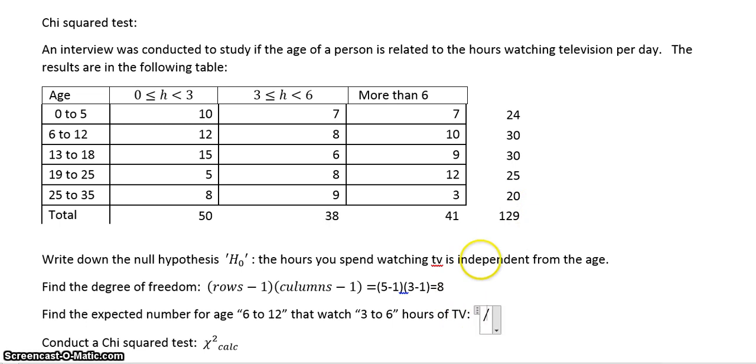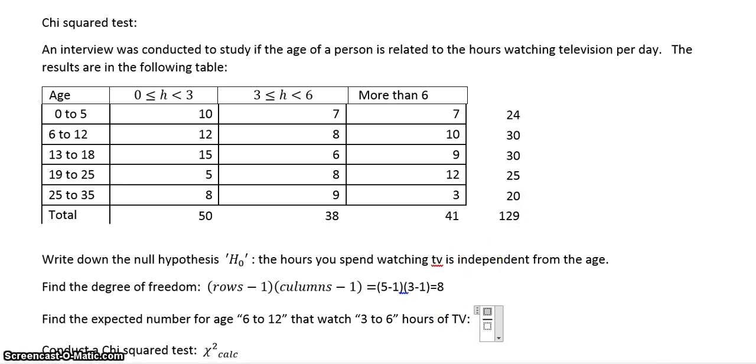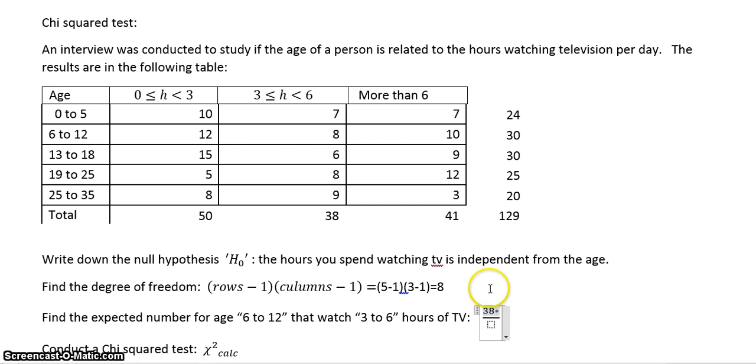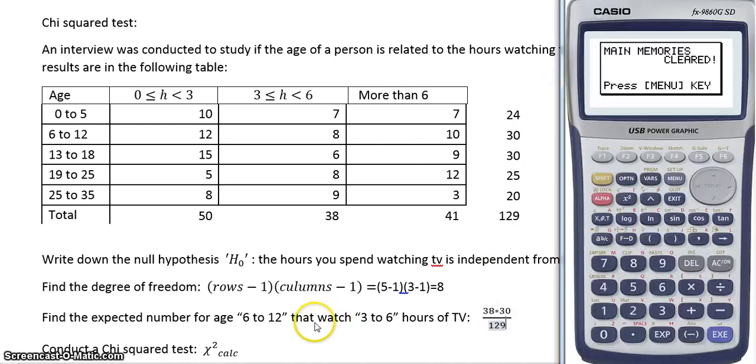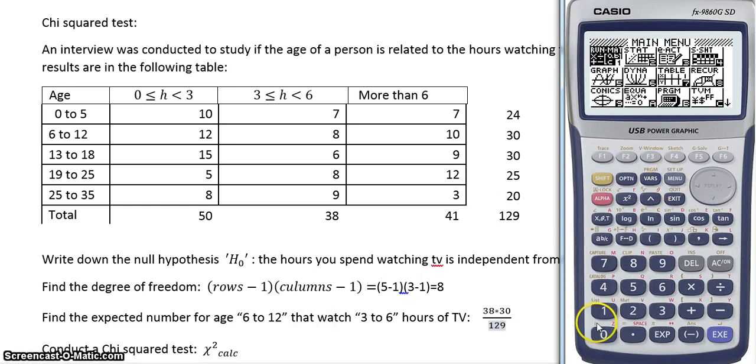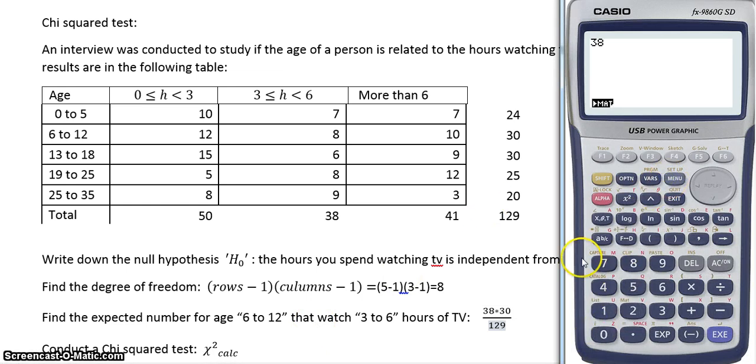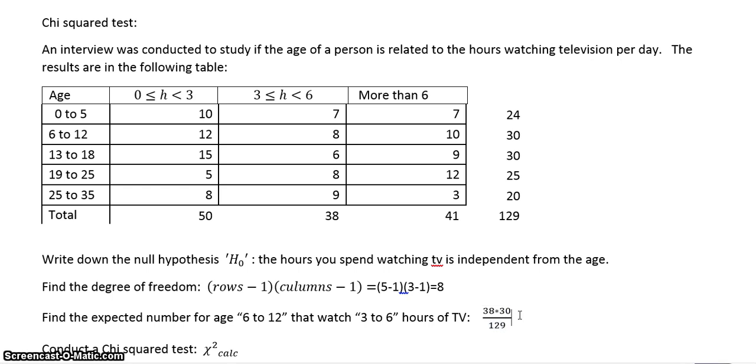That will be the total of the row, 38, times the total of the column, that will be 30, divided by the total of people that we have in the interview, that is 129. So we perform that in the calculator and we will have that value. So we will do 30 times 38 equal, and then we divide by 129. So we have 11.20. That will be the expected value, equals 11.2.